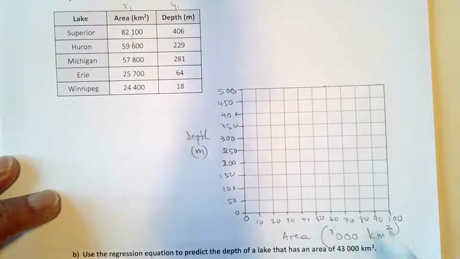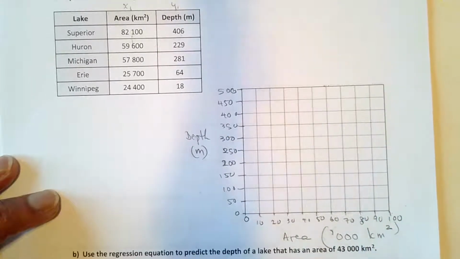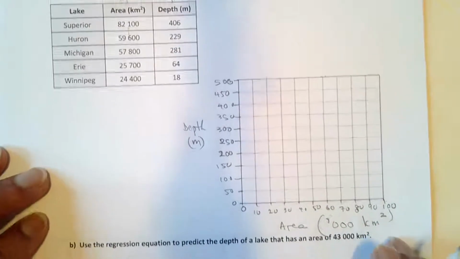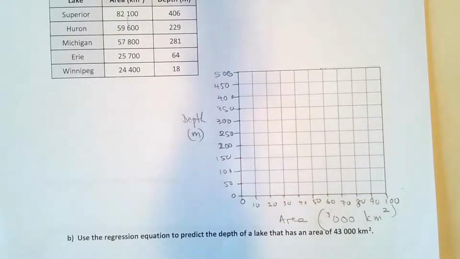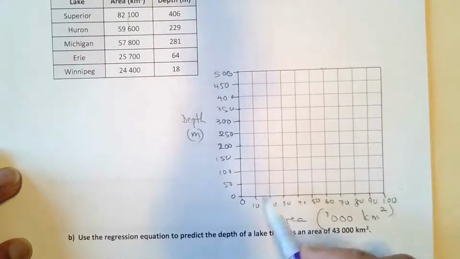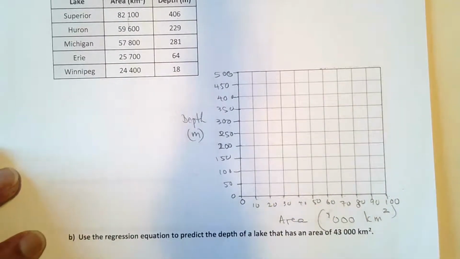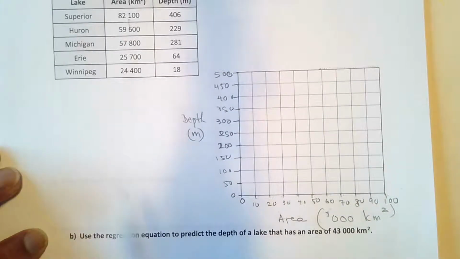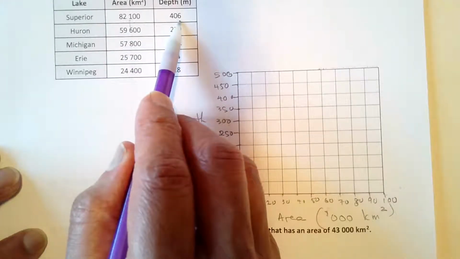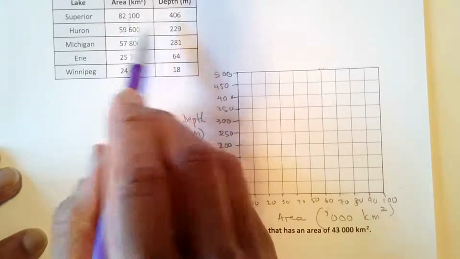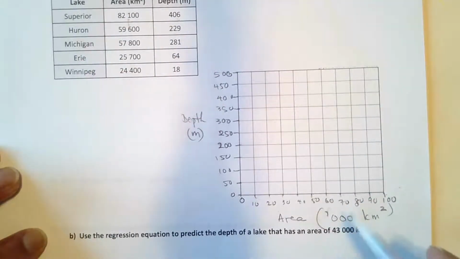Now, if you want to extrapolate, it will be very difficult to extrapolate. Sometimes it might be wise to extend this beyond 100, maybe 200,000 kilometers. But for now, we are using the range given the scale here. So the first one is an area of 82,100, 406 meters in depth. So the area of Lake Superior.